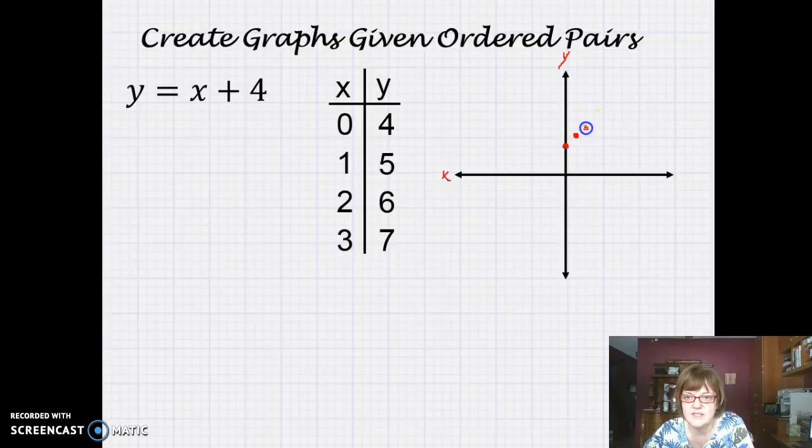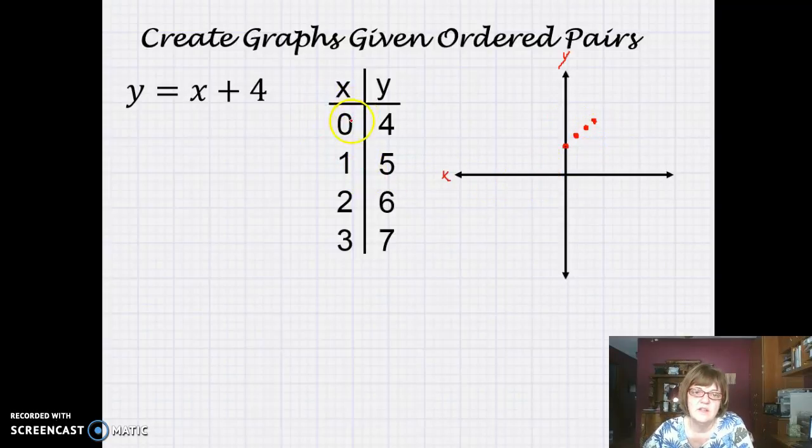We're getting a nice line, aren't we? We've got enough here to show us a line. And positive 3, 1, 2, 3. Yep, positive 7, so it goes right there. So, does this pass our vertical line test? If I drew a vertical line through each of these dots, we don't have any of them overlapping. None of them are repeating. We don't have any dots above each other. This does pass the vertical line test.